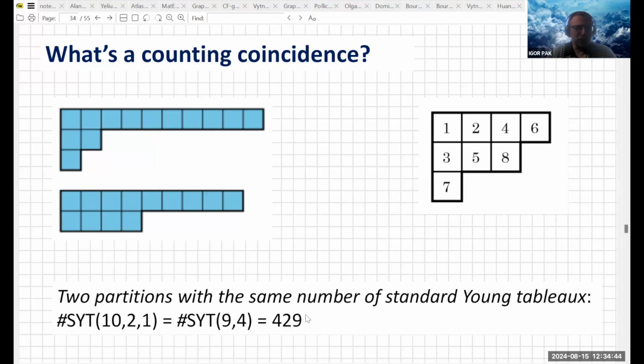So for those of you who have never seen this before, which may be not in the audience, but nevertheless, standard Young tableaux is the way to put numbers from 1 up to n, which increase in rows and columns if you put them in the diagram. So it's very easy to compute the number of standard Young tableaux using the hook-length formula. However, when you just look at those two diagrams, it's not particularly obvious to see that they have the same number of standard Young tableaux. That's what I call a counting coincidence.